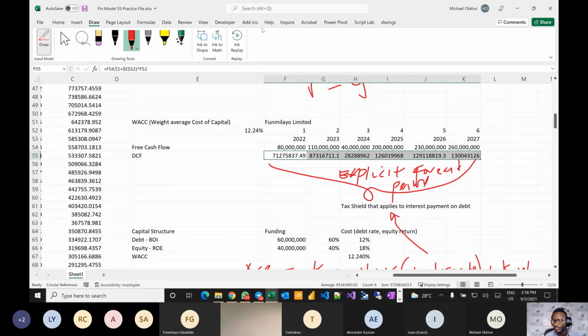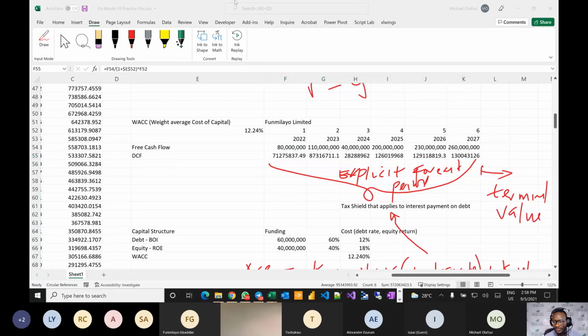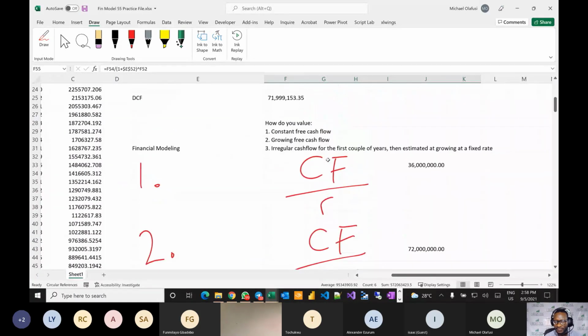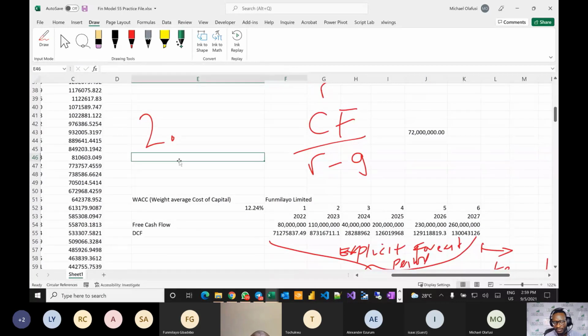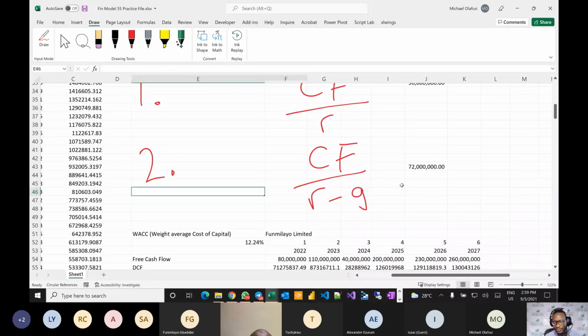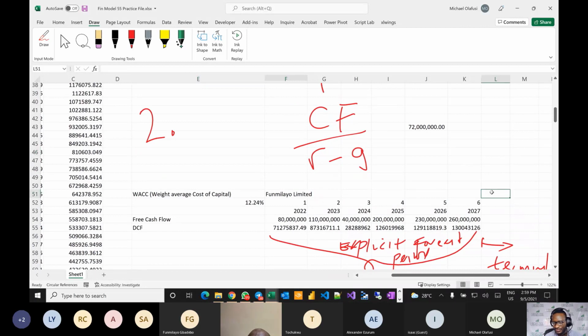Okay, now the business is going to continue after now. So for this one, we need to do terminal value. This becomes a case where we have done the regular cash flow part, we've done this irregular cash flow part. So we are now left with estimating the growing at a fixed rate. So we are back to now part 2. How do we estimate that this thing will keep growing at, I don't know, 4%?